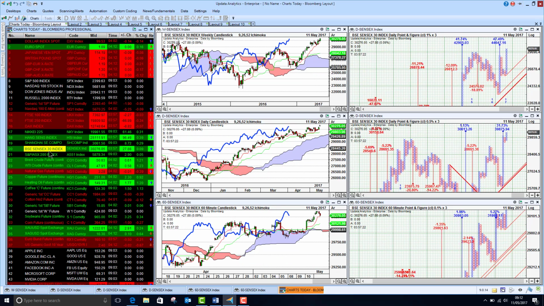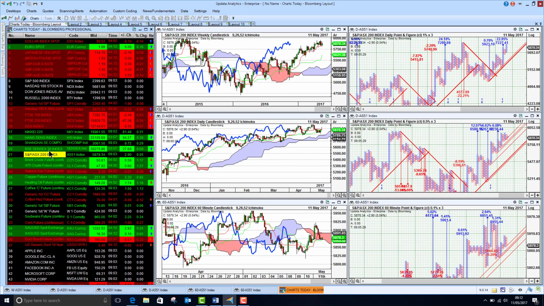And the BSE Sensex, the Indian market, also looking pretty strong at the moment, so that's interesting. And the Australian market just in the doldrums on the short term, just stuck in this range at the moment, so quite key there too.